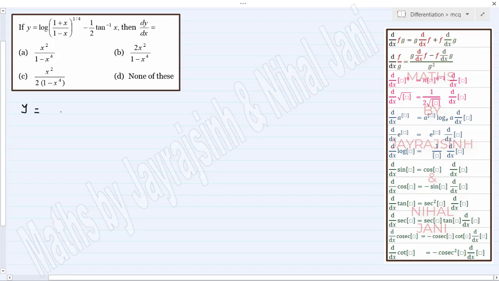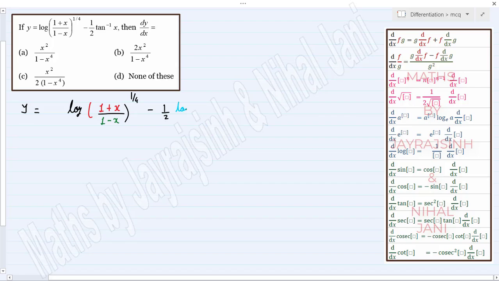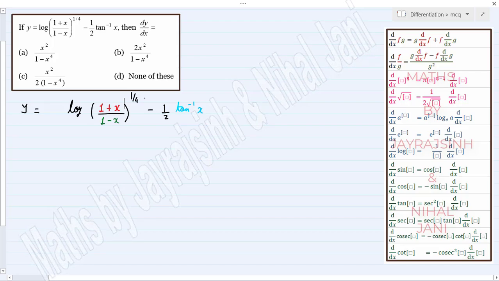Here your y is equal to log of (1 plus x upon 1 minus x) raised to 1 by 4, minus 1 by 2 tan inverse x. Then we have to find out dy by dx. Now, before we go for differentiation, let's use the property of log so we can simplify the first term.